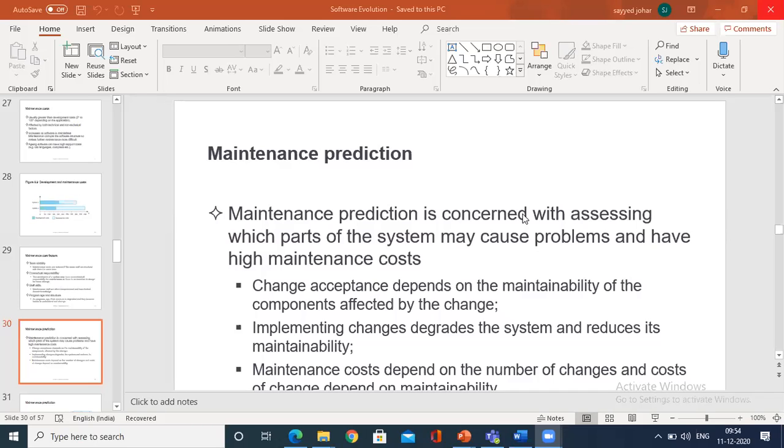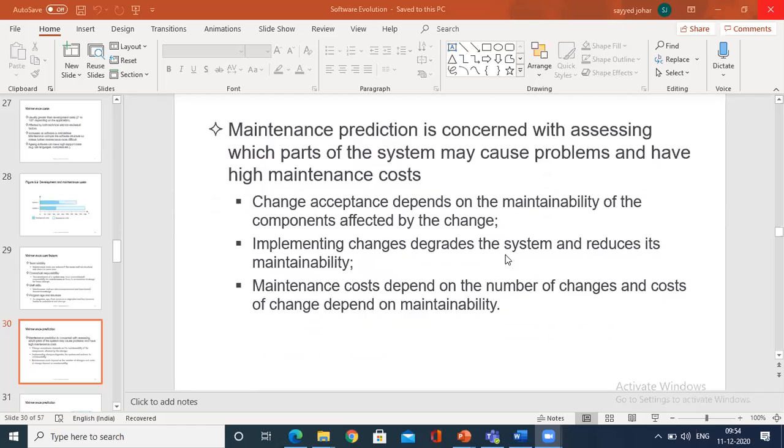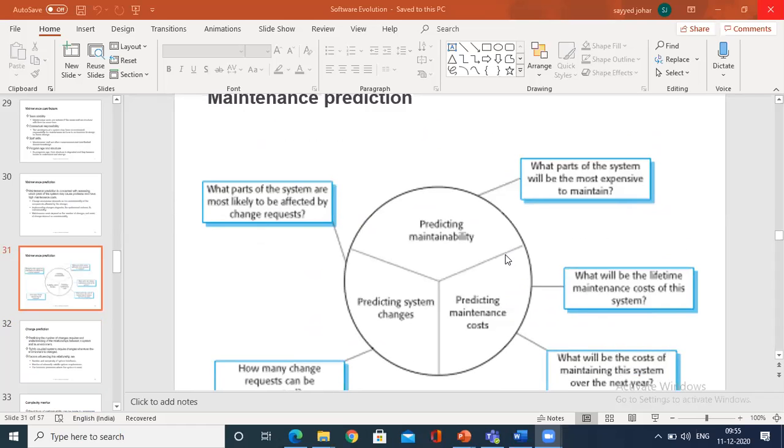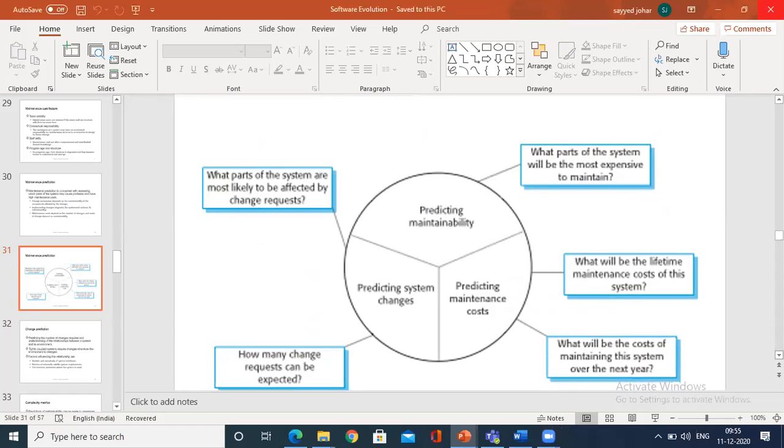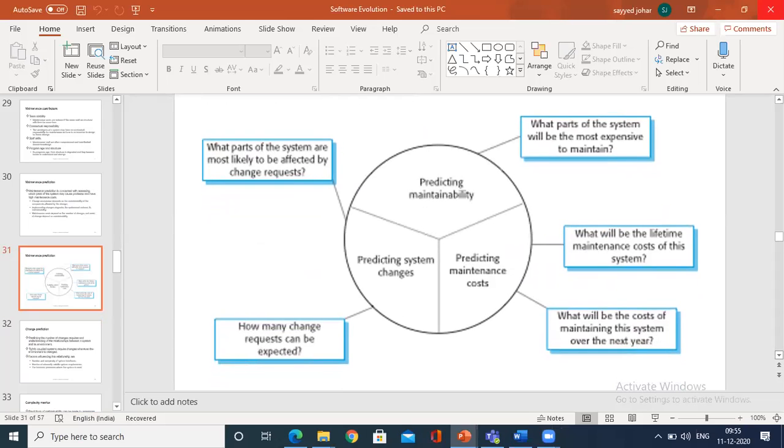So we have one diagram to show this, right? What are these predictions and associated questions? Today our coverage is based on maintenance prediction. All of you could see this is a diagrammatic representation of a prediction, right? This diagram shows the prediction and associated questions. So you could see what the associated questions and the predictions could be. Predicting the number of change requests for a system requires understanding of the relationship. Okay, so let me go to the diagram once.